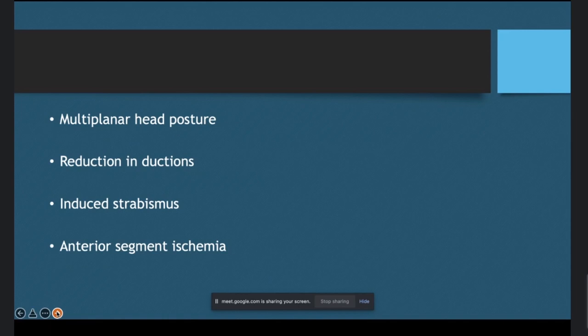There will be some reduction in duction because you're really going to do a large amount of recessions. So there will be some reduction in duction. You may induce strabismus, be very, very careful. And if you operate on too many muscles, you can have anterior segment ischemia. Let's look at another example, okay?